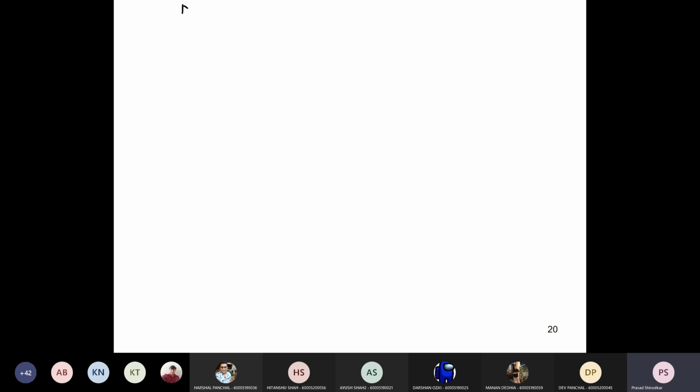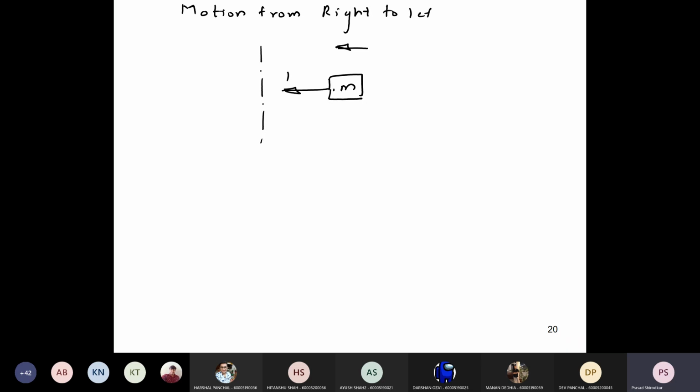First case is motion from right to left. This is the mean equilibrium position. The mass is on the RHS of the mean equilibrium position and it is moving from right to left. This is the spring force kx. This is the normal reaction. And obviously, if the mass is moving from right to left, the friction is opposite. So this is the frictional force.